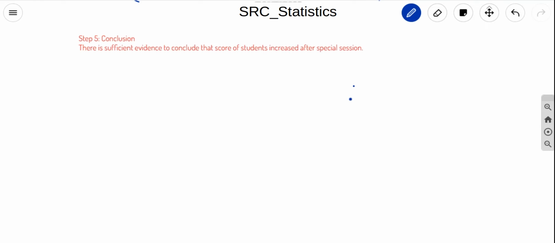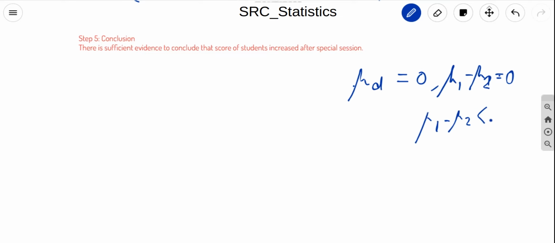Since we have rejected the null hypothesis, that is mu d equal to 0, or otherwise mu1 minus mu2 equal to 0, that means we accept that mu1 minus mu2 is less than 0. We have sufficient evidence to accept that mu1 minus mu2 is less than 0. That means the score has increased after the session. So the conclusion is there is sufficient evidence to conclude that the score of students increased after the special session.